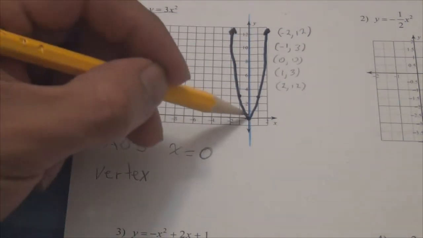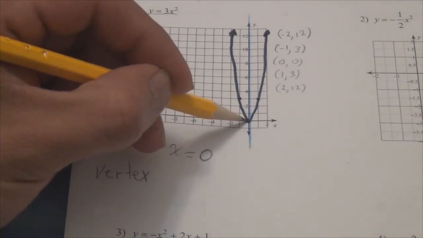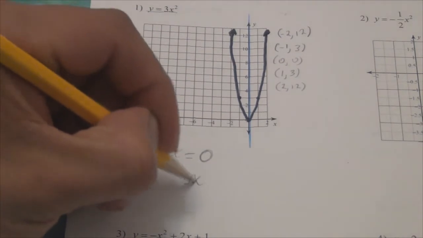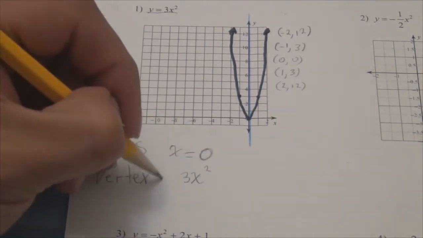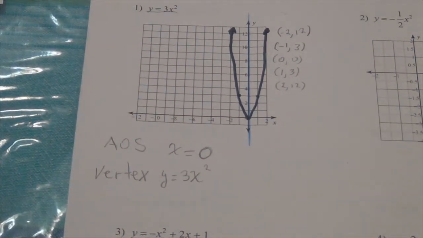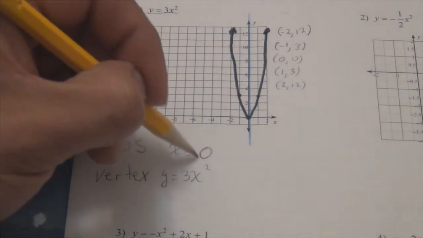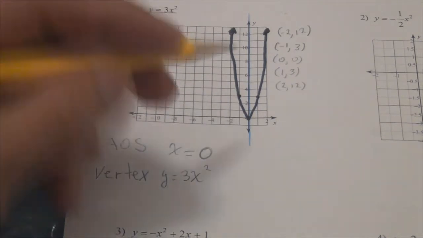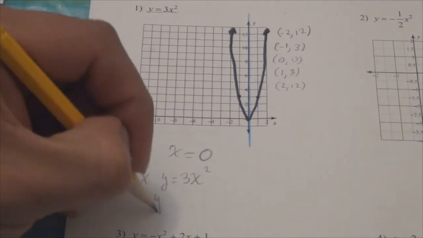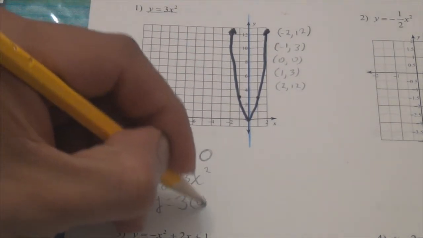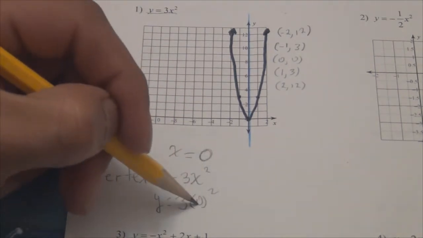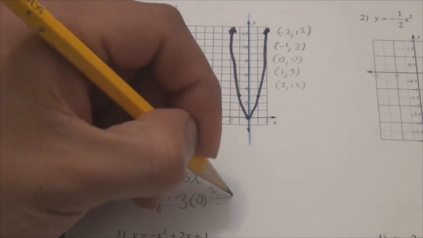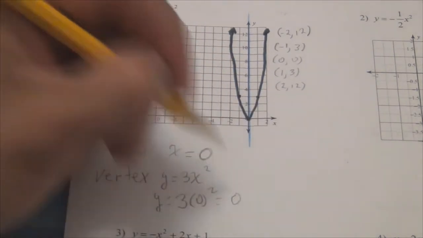So then, my axis of symmetry is obtained in the following way. You take your equation, y equals 3x squared, and you plug in the value that you found for the axis of symmetry. So then y equals 3 times 0 squared. 0 squared is 0. 3 times 0 is 0. So the y value, when x is 0, the y value is also 0.